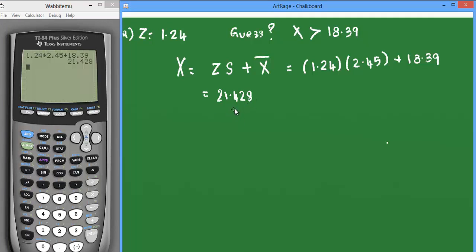Well, was my guess correct? 21.428 is definitely bigger than 18.39. Awesome! I had a great guess. Next, we have z is equal to negative 1.02. Would you like to make a guess? Guess whether the observation that we'll find would be greater than the mean or less than the mean. I say that the observation that we'll be finding would be less than the mean of 18.39. Let's see if this is true.